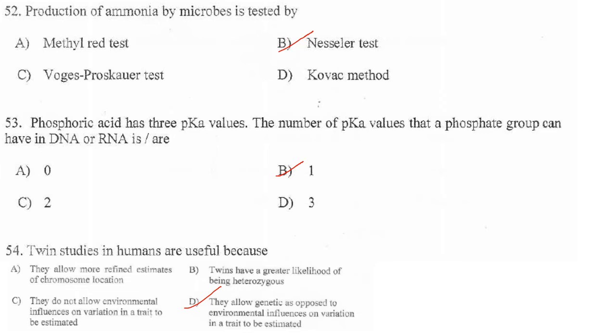So the answer is 1. Option B, that is 1. Then twin studies in humans are useful because they allow genetic as opposed to environmental influences on the variation in a trait to be estimated. Answer is option D.